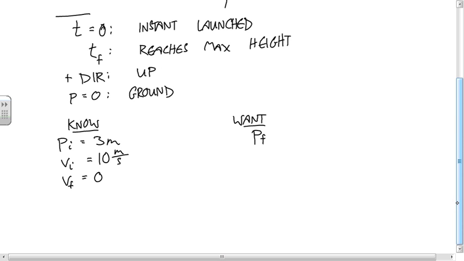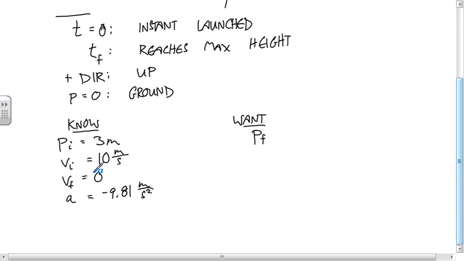Do we know the acceleration? We do in any free fall problem. So the acceleration is negative 9.81 meters per second squared. And then do we know time final? No, but we don't care about that either. We're not asked for it.